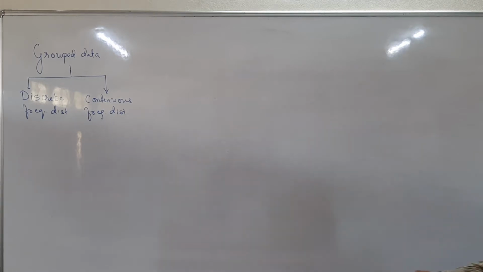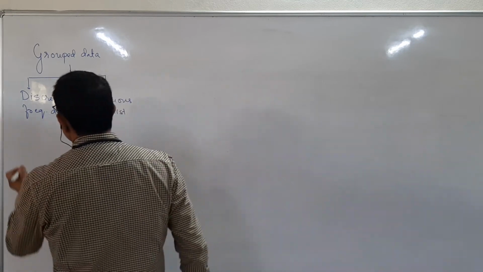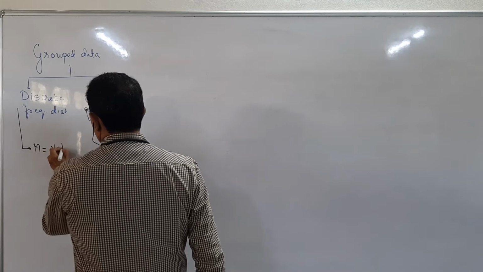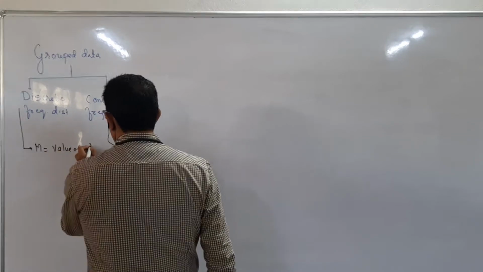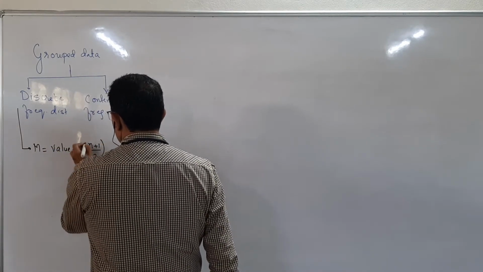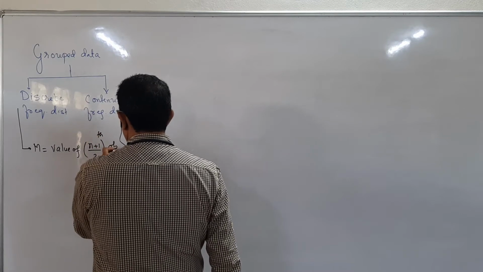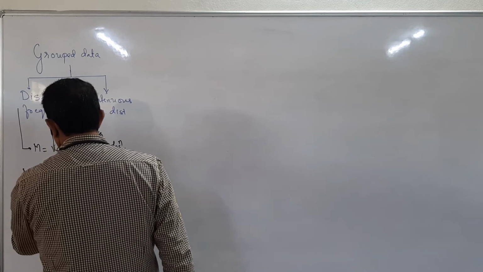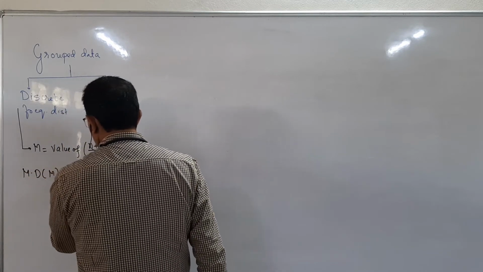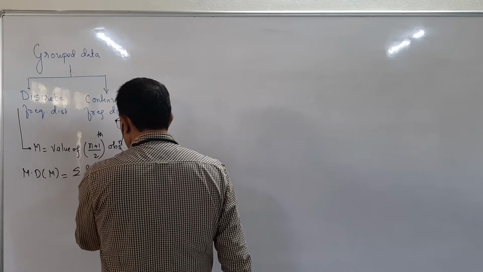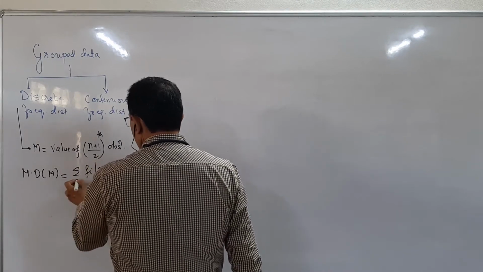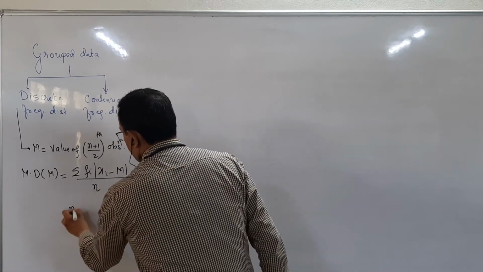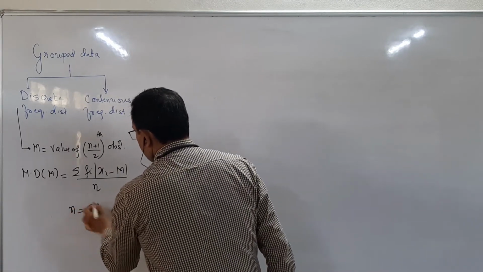A very interesting part, students. As far as discrete series or frequency distribution is considered, median M is equal to the value of (n plus 1) by 2th observation, and the formula to find mean deviation with respect to median will be sigma fi into mod xi minus M upon n, where n is equal to sigma fi.